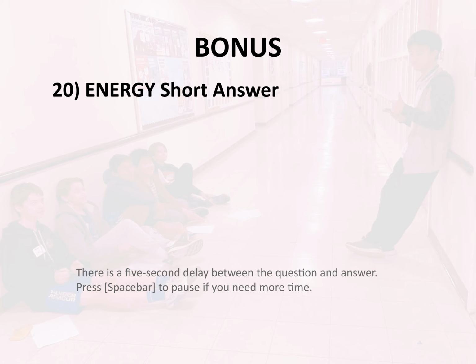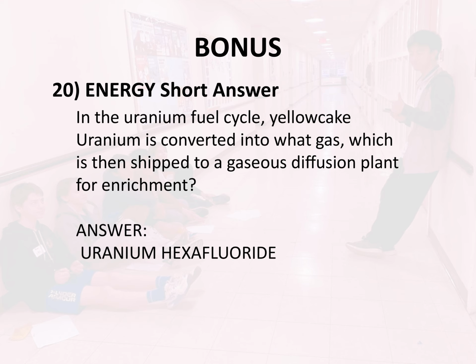Bonus 20. Energy. Short answer. In the uranium fuel cycle, yellowcake uranium is converted into what gas, which is then shipped to a gaseous diffusion plant for enrichment? Answer. Uranium hexafluoride.